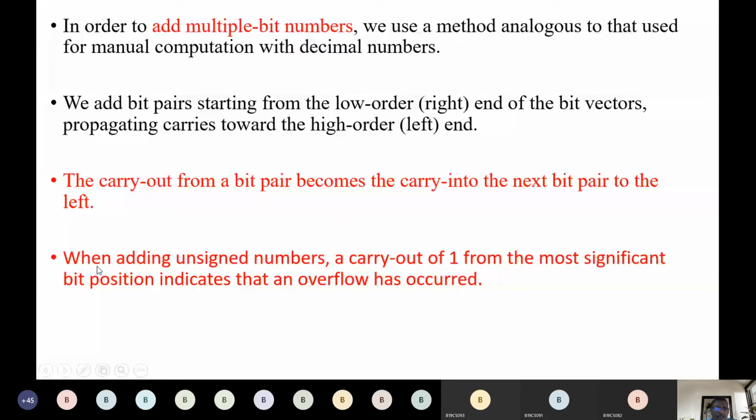Okay, so when adding unsigned numbers, numbers without any sign, a carry out of 1 from the most significant bit position indicates that an overflow has occurred. So we'll see an example.